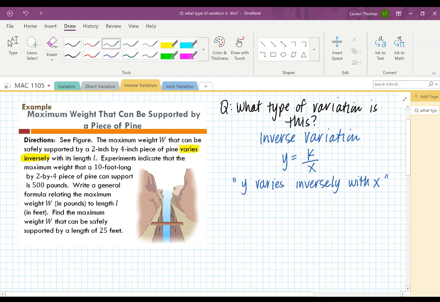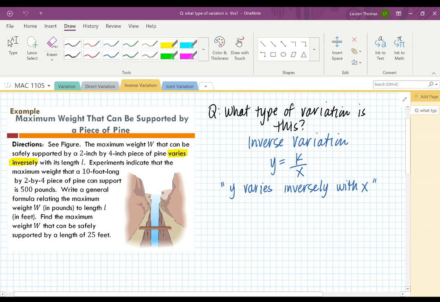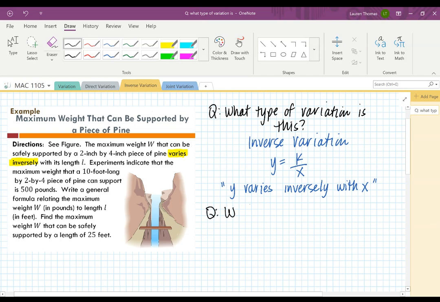Okay. So now that we've identified what type of variation we have, remember the next question we need to ask ourselves is, what are my variables? All right, so I'm checking to see, am I still using y and x, or are there some other variables in my problem? So let's take a look. It says the maximum weight W that can be safely supported by a 2-inch by 4-inch piece of pine varies inversely with its length L.